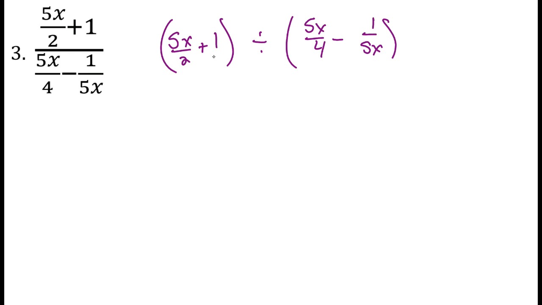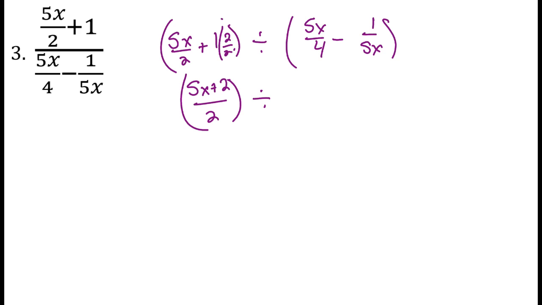The common denominator would be 2, so I'm going to have to multiply that 1 by 2 over 2. And I get 5x plus 2 divided by 2. That's equivalent to the numerator of that expression, divided by. Let's make this one fraction.